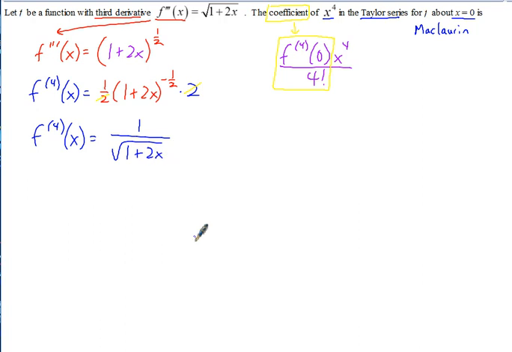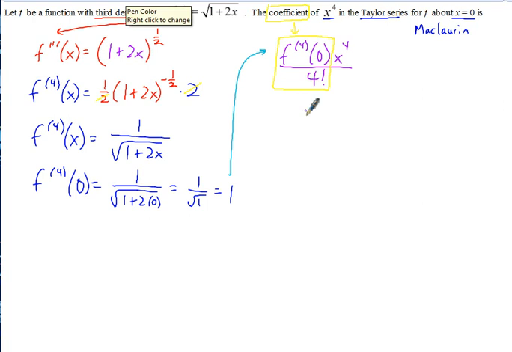So now let's go ahead and substitute in 0 into that and see what we get. Fourth derivative at 0 would be 1 over the square root of 1 plus 2 times 0. Well, 2 times 0 is 0, so that's just 1 over the square root of 1. Well, that's 1 divided by 1, which is 1. So that's what would go right in here.